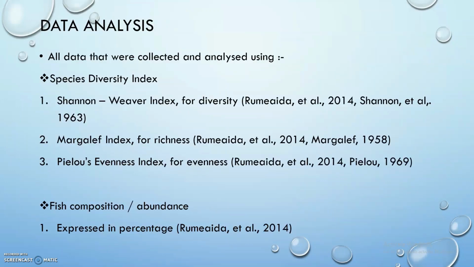For the data analysis, all data collected were analyzed using the species diversity index. And for the fish composition or abundance, the data were expressed as a percentage.